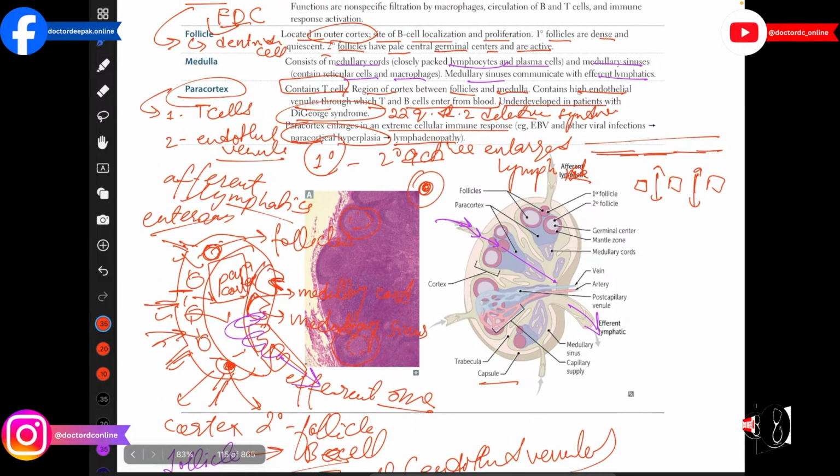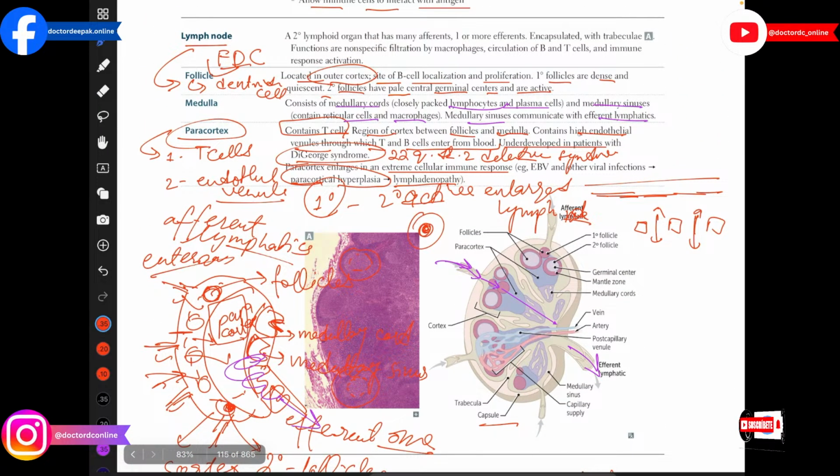The lymph node is one of the important lymphoid organs that has many afferent and one or more efferent pathways. It's encapsulated, with trabeculae, and functions as non-specific filtration by macrophages, circulation of B and T cells, and immune response activation.